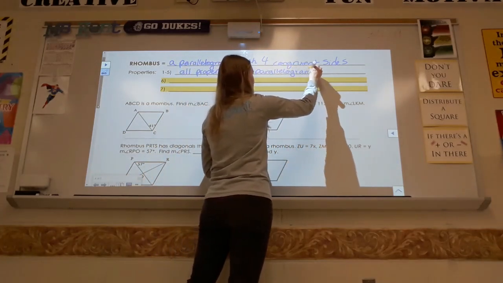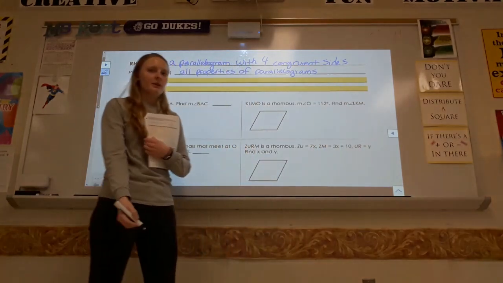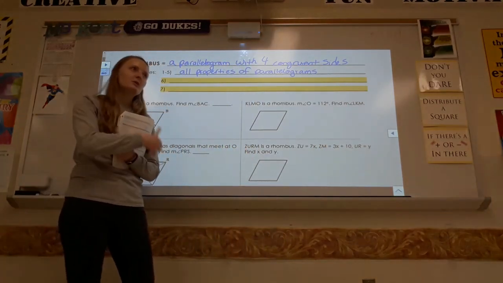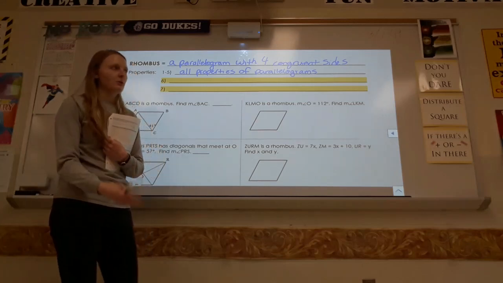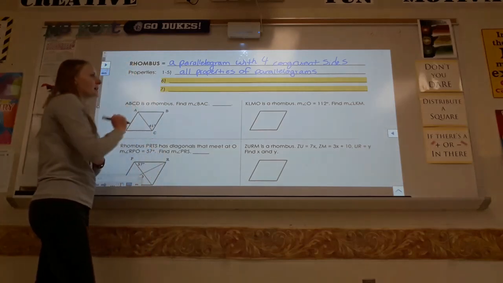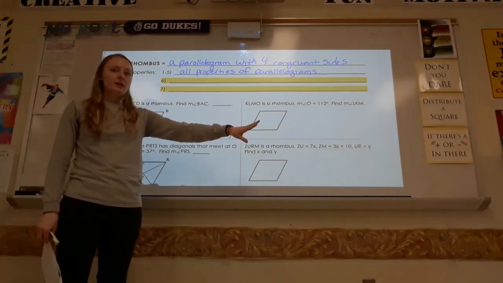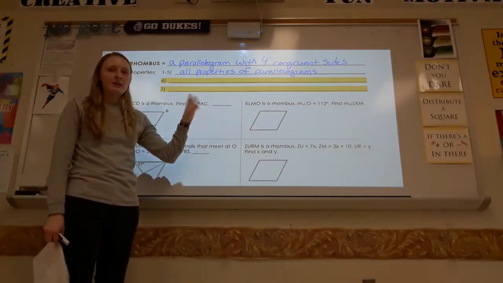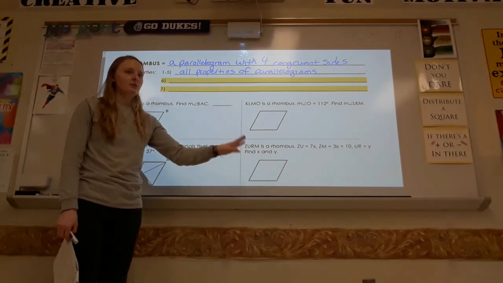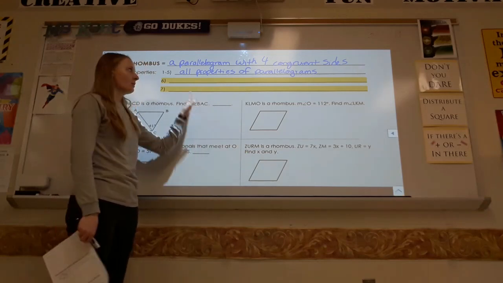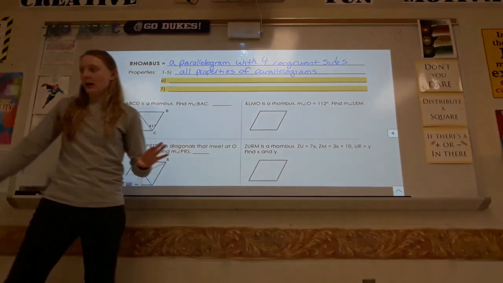Again, the sides are parallel, the opposite sides are congruent, opposite angles are congruent, consecutive angles are supplementary, and diagonals bisect each other. Those ones that we learned on day 2. A rhombus has 2 extra ones, and this is exclusive from the rectangle. The one that was highlighted for the rectangle is not true for a rhombus, okay? The rhombus has its own 2 separate new ideas here.